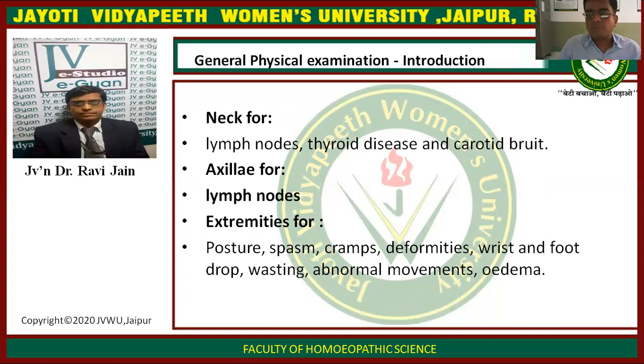In the neck, you have to check for the lymph nodes, lymphadenopathies, for thyroid disease like goiter or multinodular goiter, any kind of carotid bruit or bruit in the thyroid. In the axilla, you have to check for the lymph nodes, any enlargement of the lymph nodes. You then have to check for the extremities. In the extremities, you have to check for the posture. You have to see if there is any presence of scoliosis, kyphosis, kyphoscoliosis, or lordosis.